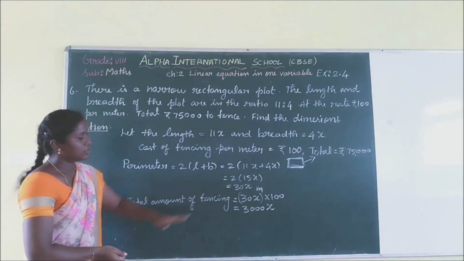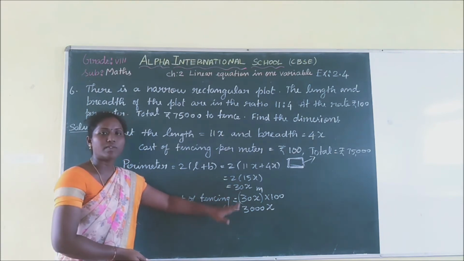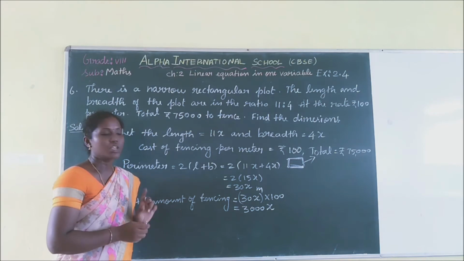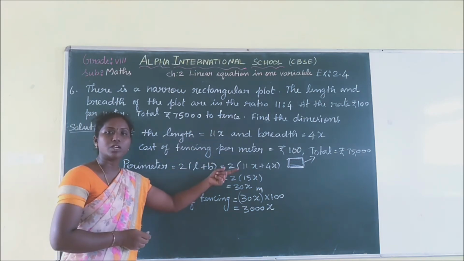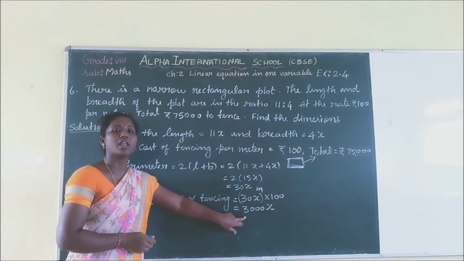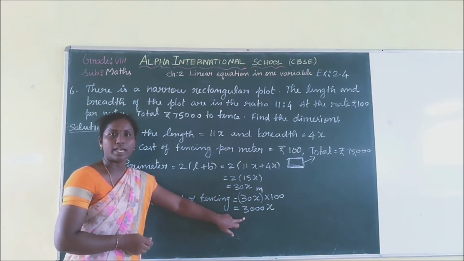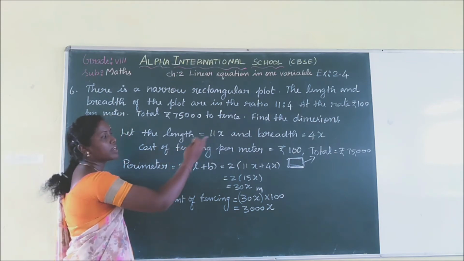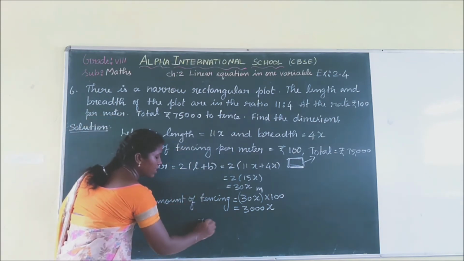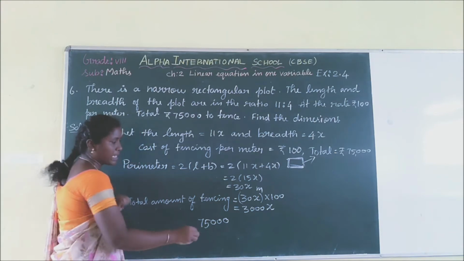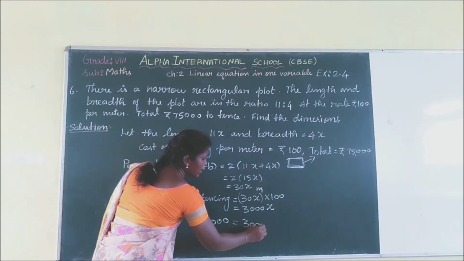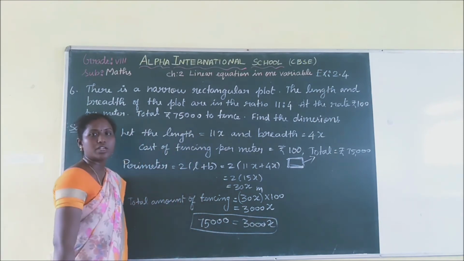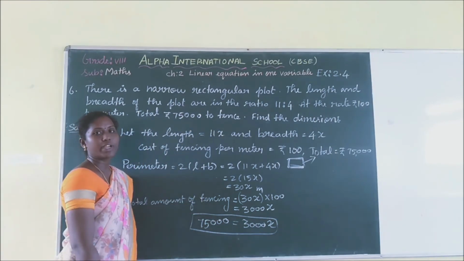Now, this was found using the general values of length and breadth. But in the question it is given what the total amount is. So the total amount given in the question should be equal to the total amount we have got now. By equating these two total amounts, the question gives 75,000 as the total amount, but I got 3000 into x. These two values should be equal according to the question. Now we have to find the value of x.